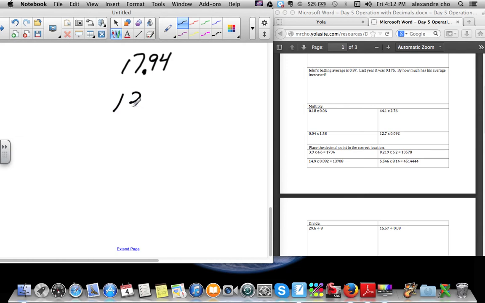Second one is 13578. Let's count how many decimal place values our factors have. There's 3 in the first one and 1 in the second one, so our answer should have 4, which should go right here.